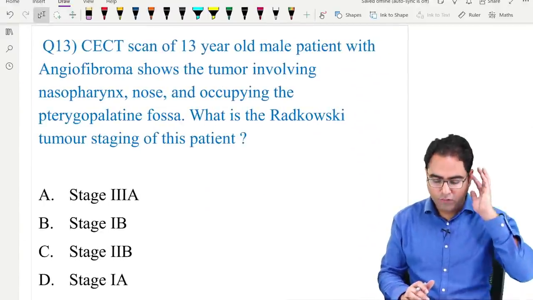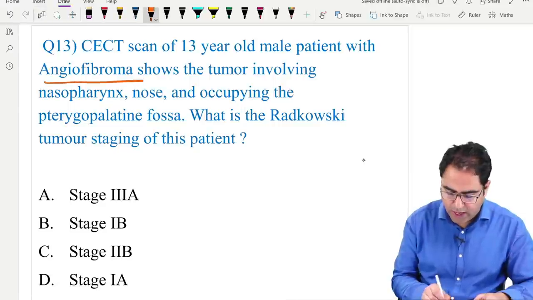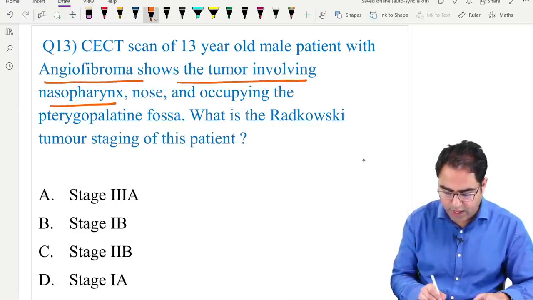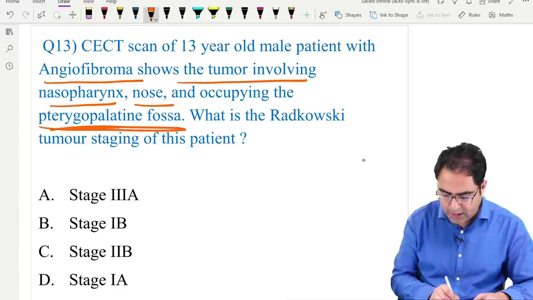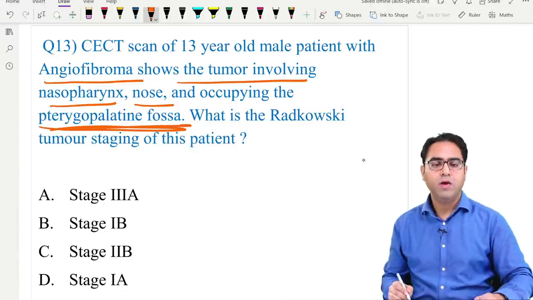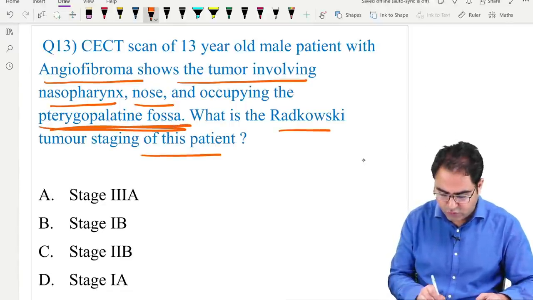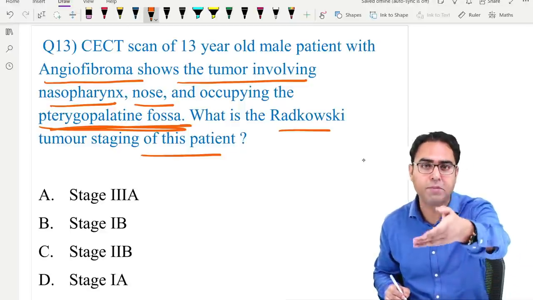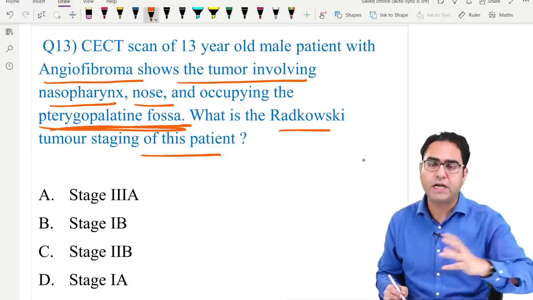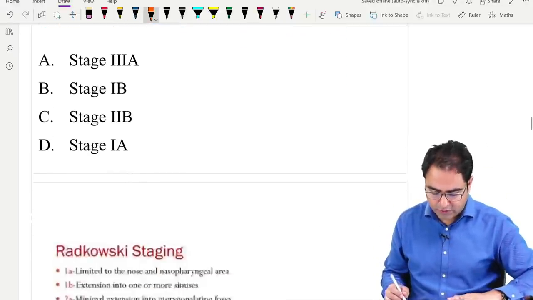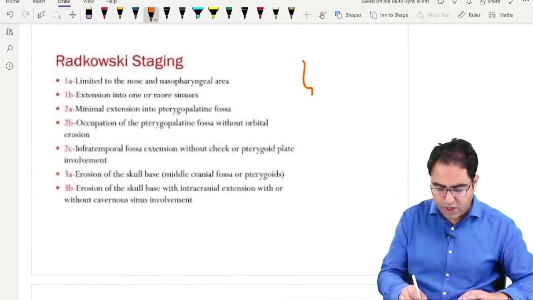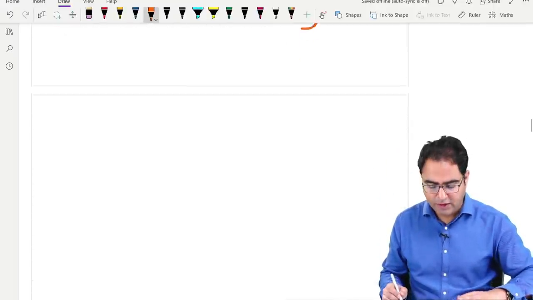CT scan of a 13-year-old male patient with angiofibroma shows the tumor involving the nasopharynx, nose and occupying the pterygopalatine fossa. What is the Rutkowski staging of this tumor, beta? It's a popular INICET question coming up. Rutkowski is used by AIIMS big time, so you should know which stage it is. Very simple. Now, this is difficult to remember. I know that. Let me make it easy for you, beta.